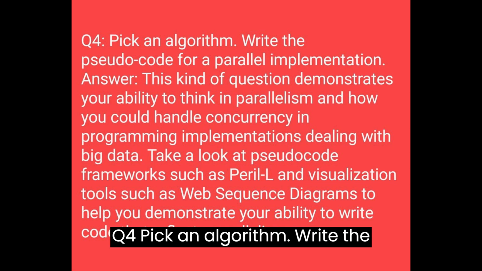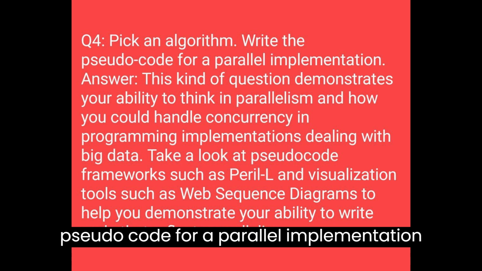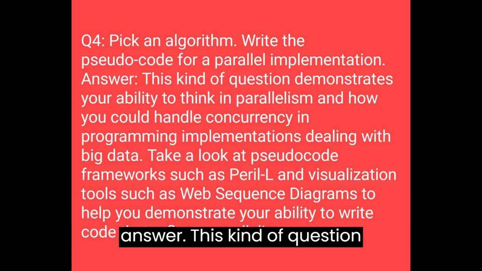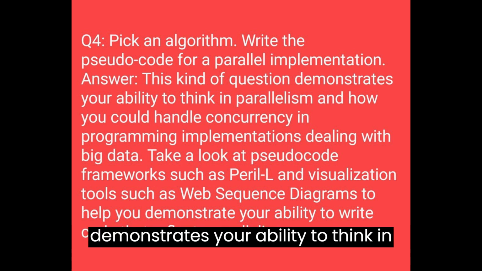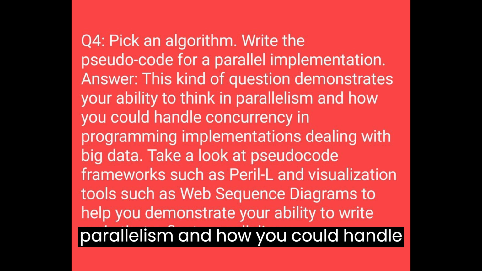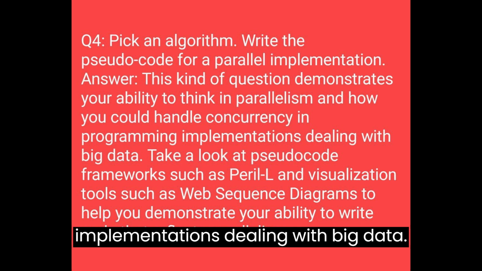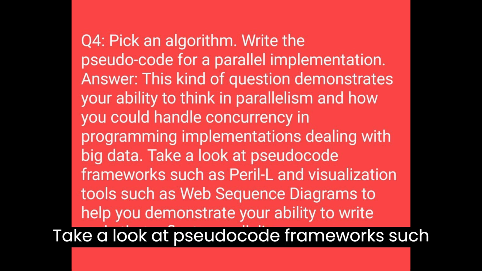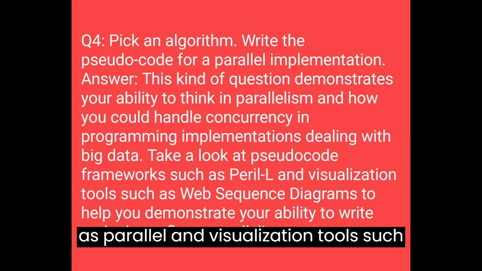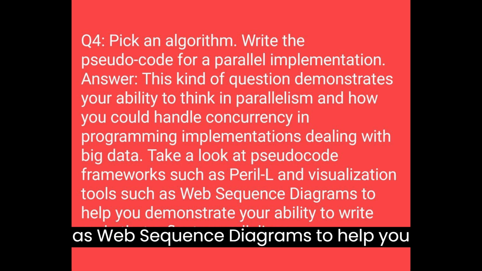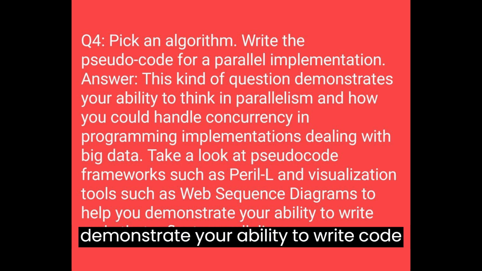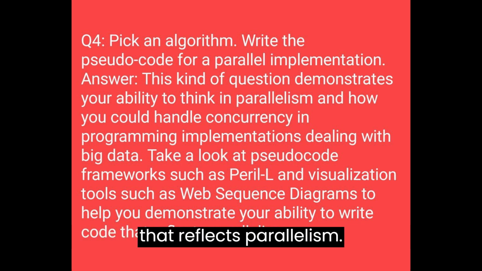Q4. Pick an algorithm. Write the pseudocode for a Peril-L implementation. Answer. This kind of question demonstrates your ability to think in parallelism and how you could handle concurrency in programming implementations dealing with big data. Take a look at pseudocode frameworks such as Peril-L and visualization tools such as web sequence diagrams to help you demonstrate your ability to write code that reflects parallelism.